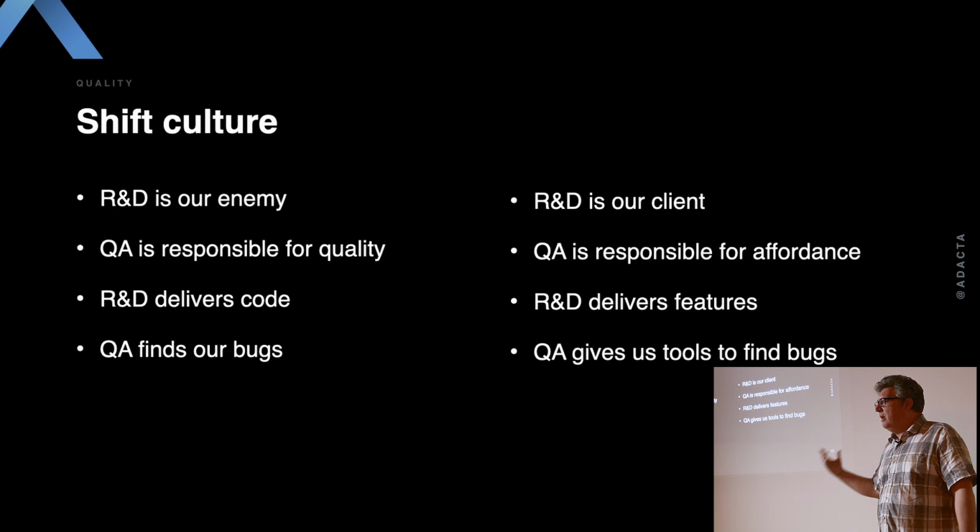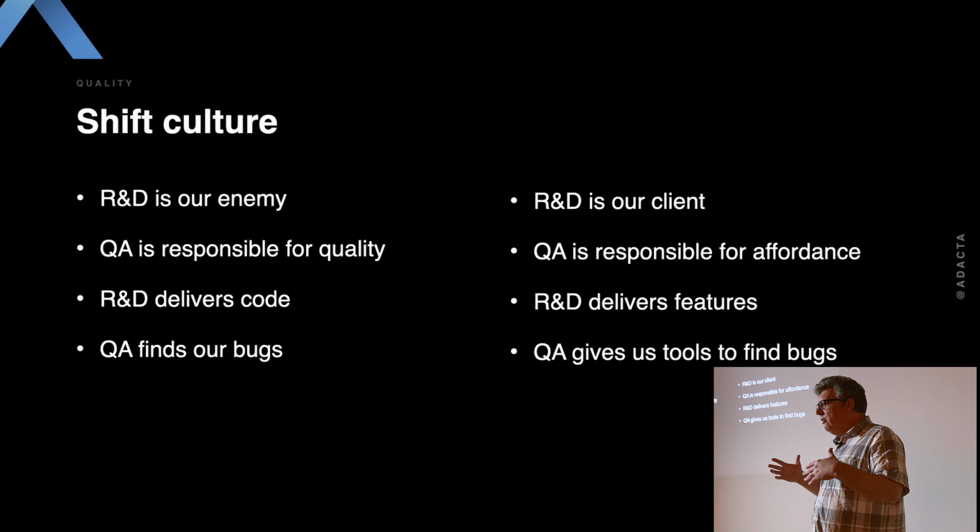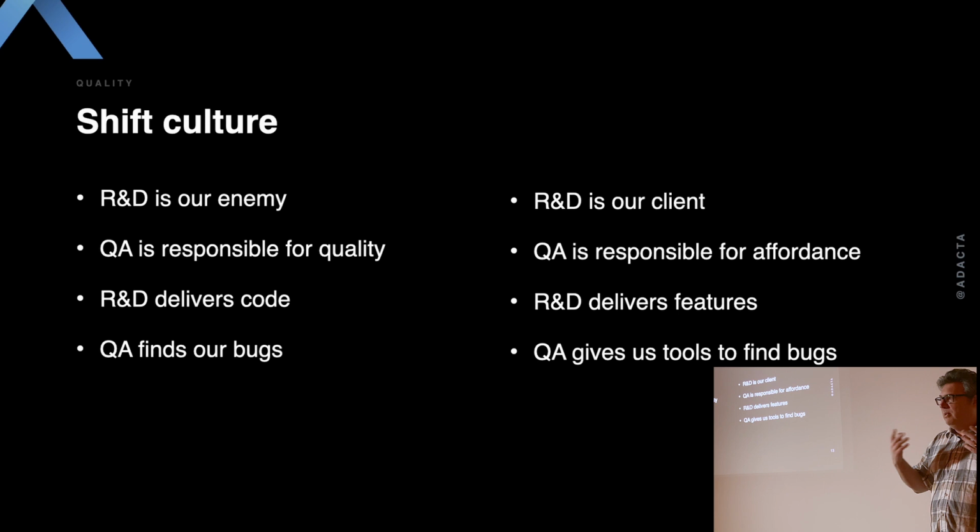From the manager's standpoint, we changed this from QA is responsible for the quality to QA is responsible for making sure that developers have everything they need to do development better. So R&D no longer delivers code to us, R&D delivers features that are complete. So QA doesn't really find bugs, QA is there to provide us with tools and frameworks and everything to help us find bugs while we're developing.